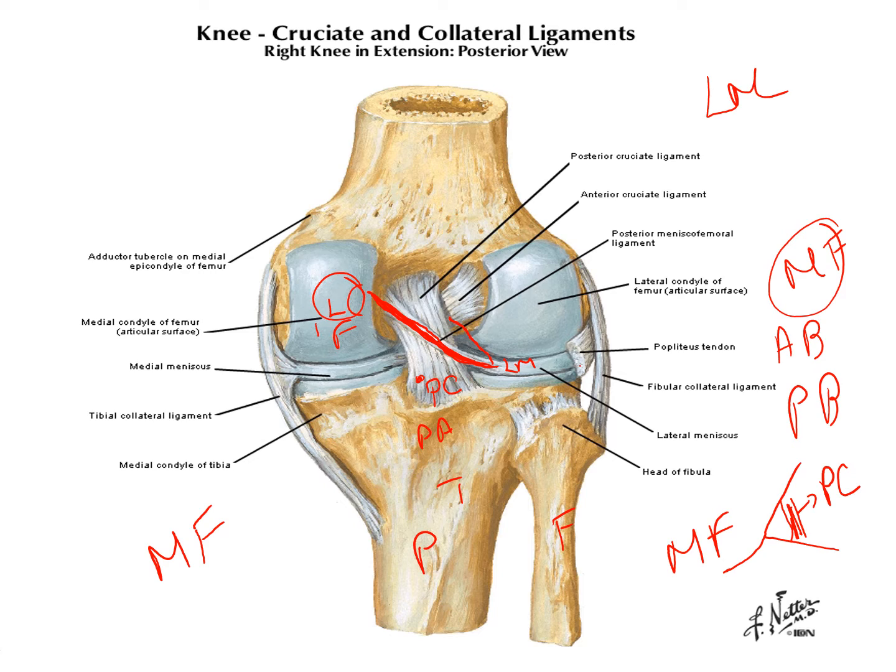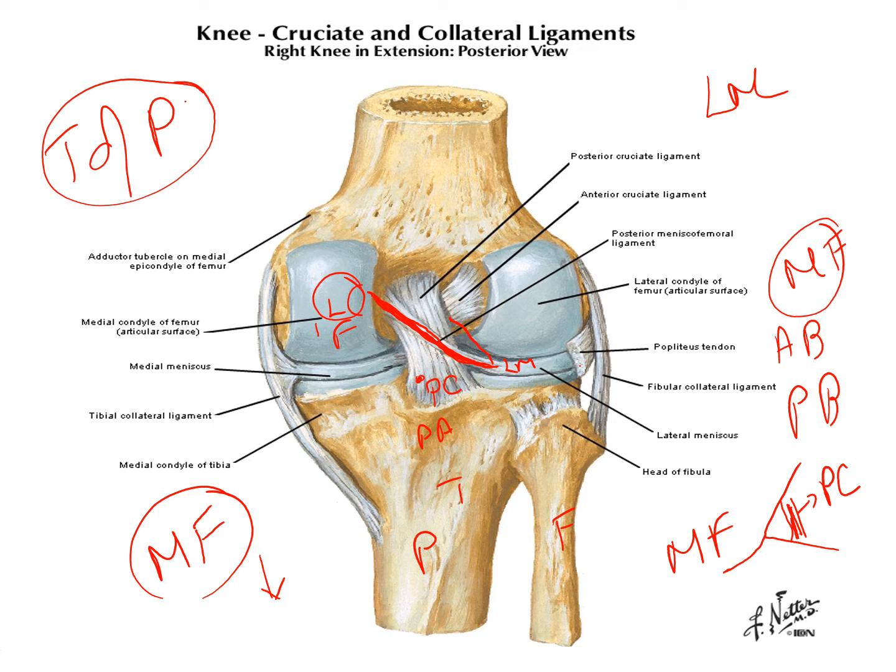Now what happens is when you extend the knee joint, this meniscofemoral ligament will pull the lateral meniscus backwards during extension of the knee joint and thereby protects it from getting crushed. There is one more factor, that is the tendon of popliteus. This tendon of popliteus also protects the lateral meniscus from getting crushed during the movement of flexion of the knee joint.